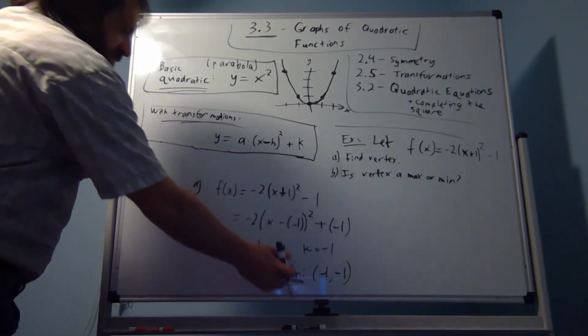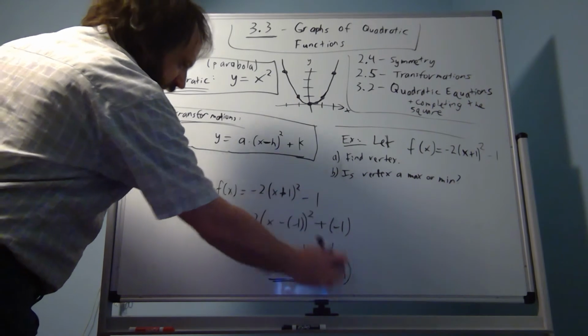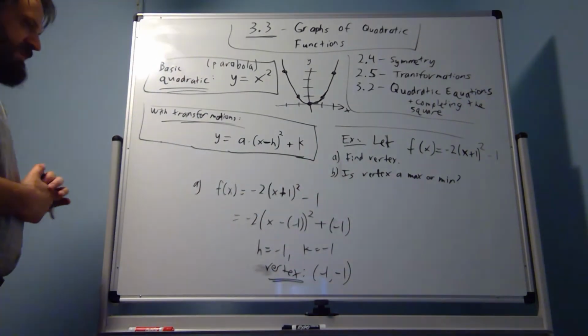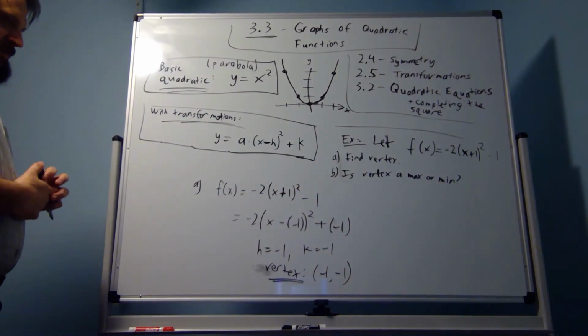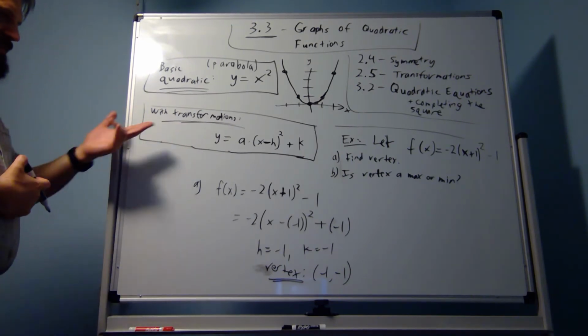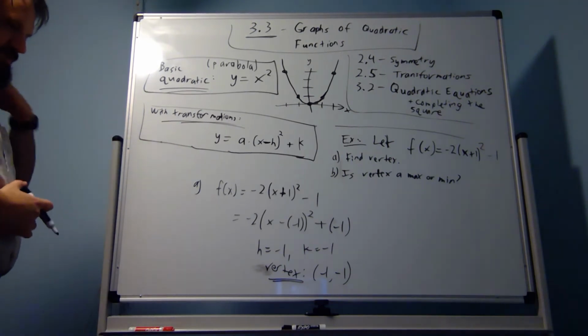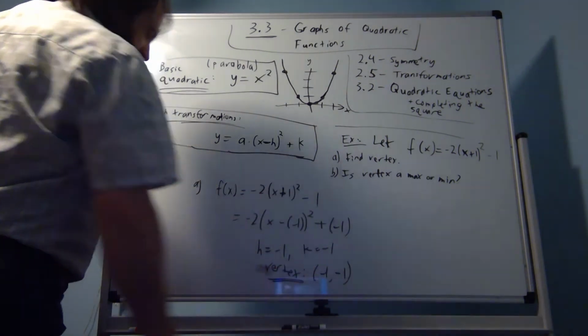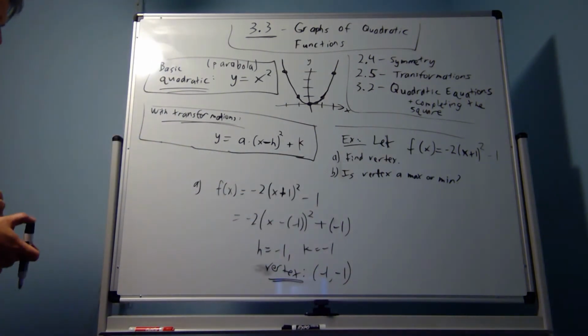I mean, if it looks like this and you just tell me h is minus 1 and k is negative 1, that's not too big of a leap. It's the ones that are not in hk form already. If they haven't already completed the square, then you have to do a little bit of work. But if it's already in this form, once you get comfortable, you can just look at it and say, yeah, h is negative 1 and k is negative 1.